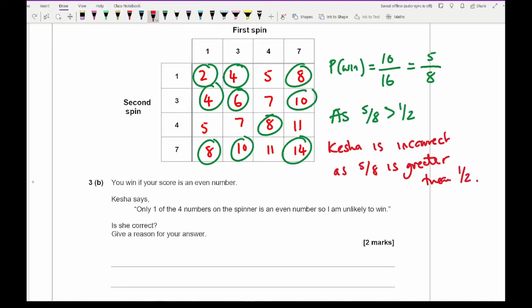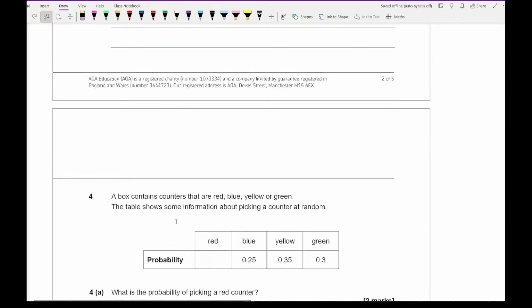In other words, you've got more chance, there are more circled numbers than there are uncircled numbers. And again, you could even write that and that'll be fine to get you the second explanation mark.